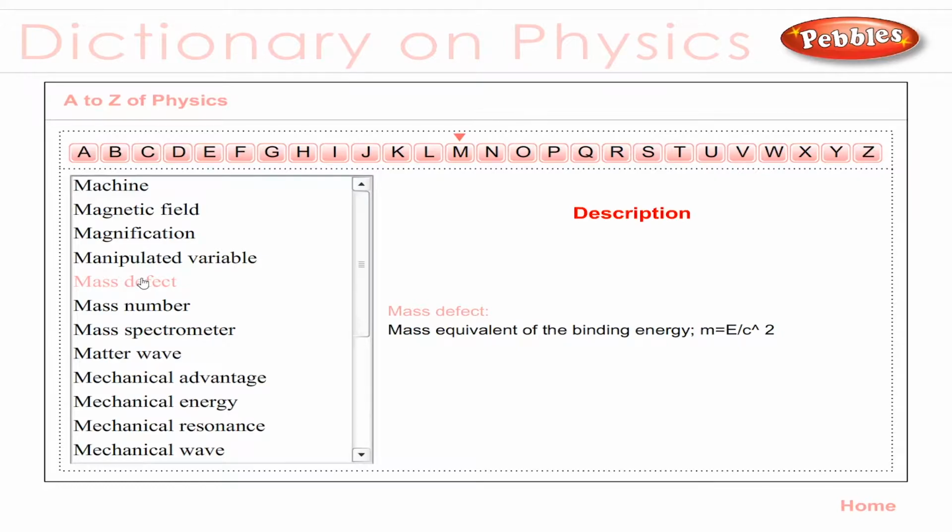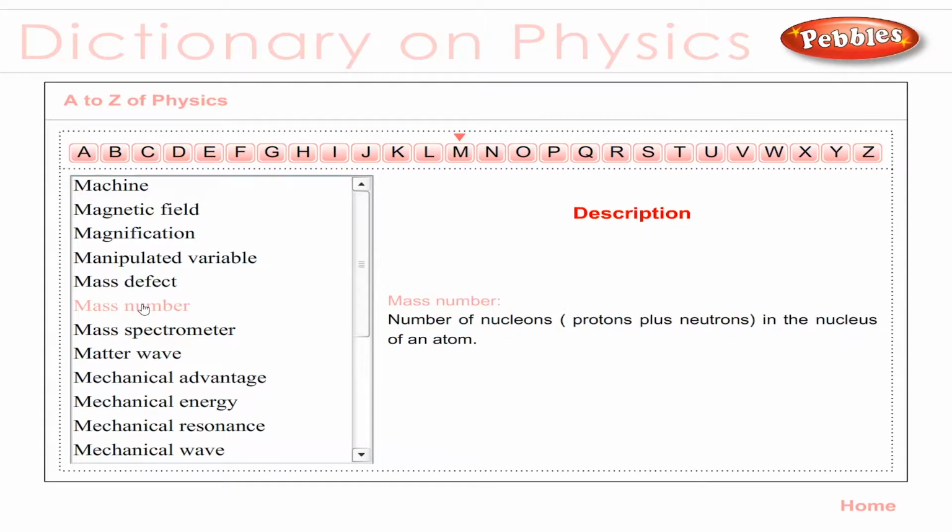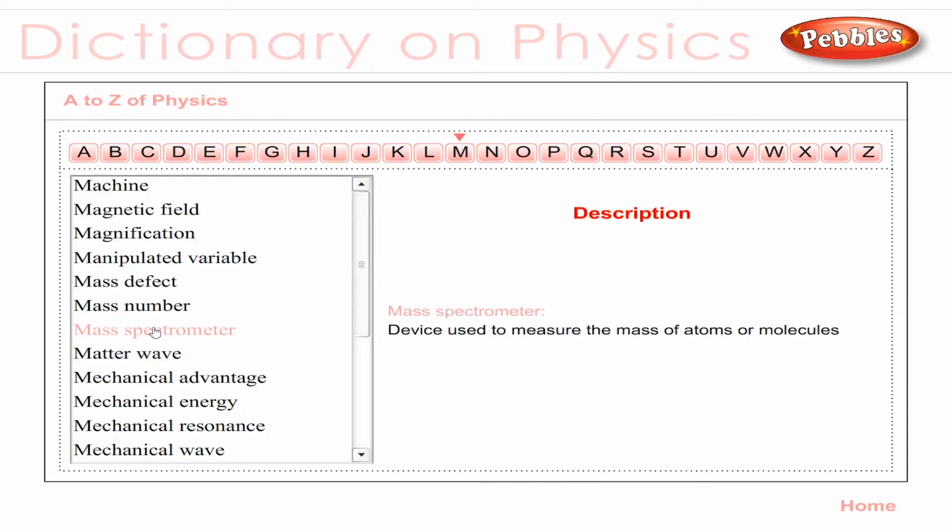Mass defect. Mass equivalent of the binding energy, m equals E over c squared. Mass number. Number of nucleons, protons plus neutrons, in the nucleus of an atom. Mass spectrometer. Device used to measure the mass of atoms or molecules. Matter wave. Wave-like properties of particles such as electrons.